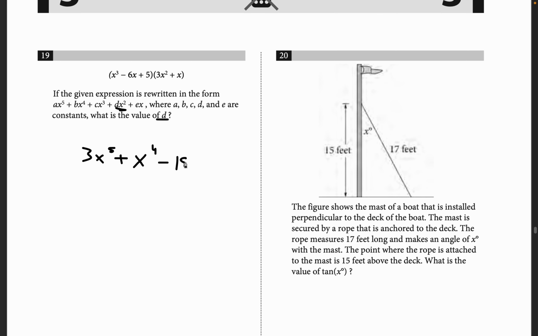Okay, so this is important because this has cubed when we get to the x squared. And then we get negative 6. This is important. Minus 6x squared. So this is an important value. And then we gotta keep distributing, so plus 15x squared plus 5x.